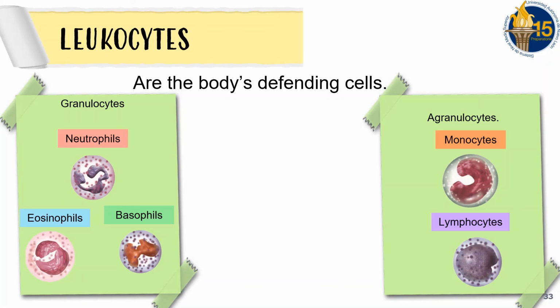And agranulocytes, we have two types. Monocytes are the most abundant cells in the blood. They transform into macrophages. And lymphocytes form 20 to 40% of leukocytes. They are the most important cells of the immune system.